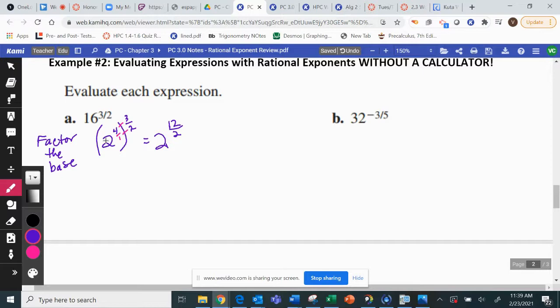Now, that is something you can do in your head, but some people make mistakes. So I'm writing it out on the notes. I'm going to reduce 2 to the 12 halves and get 2 to the 6. And then I find my answer for 2 to the 6, which is 64.